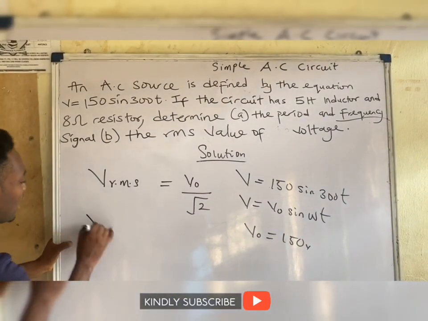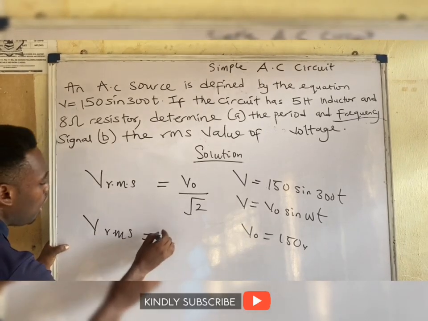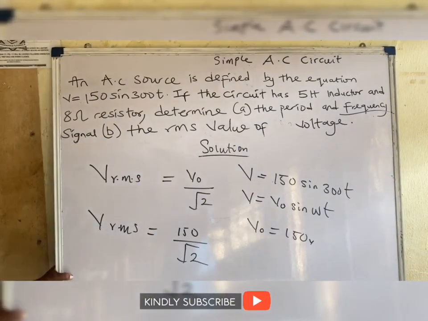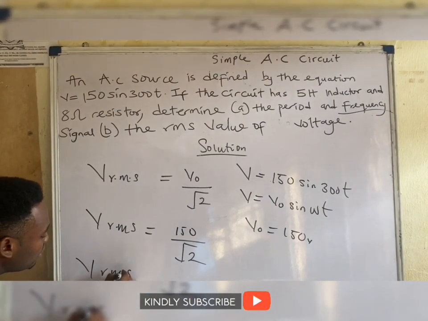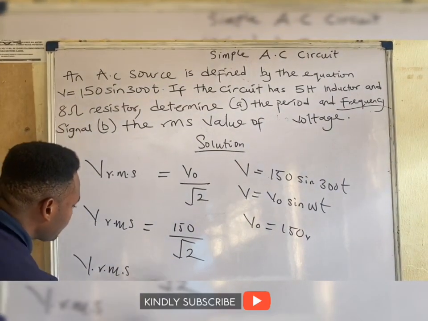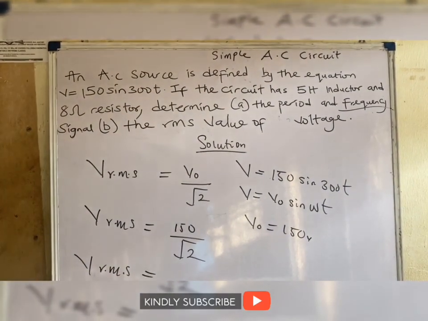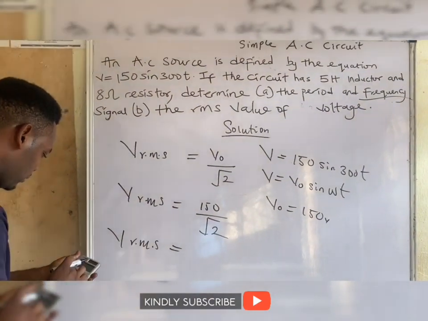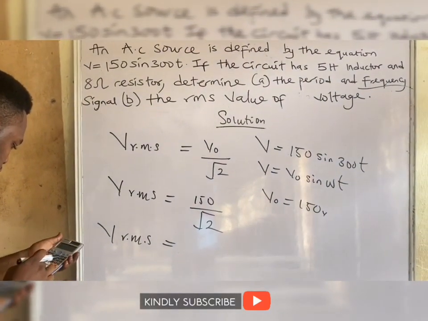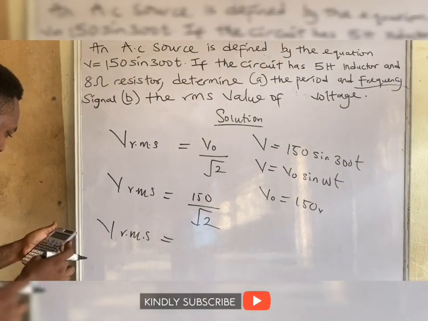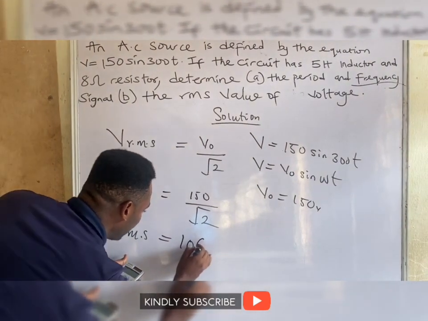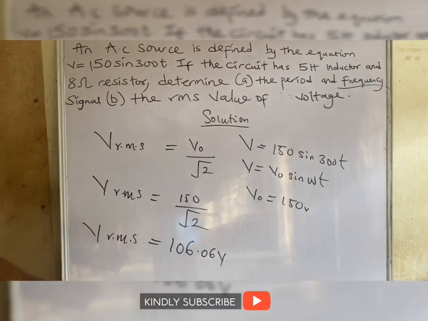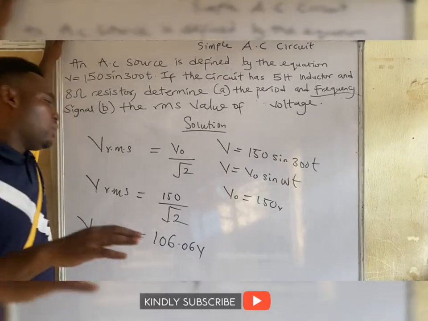So what will I do now? I'll put it here immediately, right? V root mean square becomes what? Now, what's V naught? 150. Divide by what? Root 2 for my formula. So V root mean square becomes what? I grab my calculator again. 150 by root 2. So what do I get? Of course, this is my answer. 106.06 volts. So that is how I solve for the root mean square voltage. Okay, that is it.